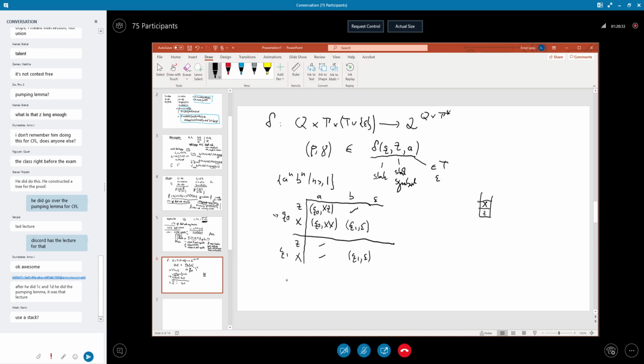And obviously, we don't ever want to see the Z when we have a B. So how do we end? Well, we go to state QF, which is a final state.